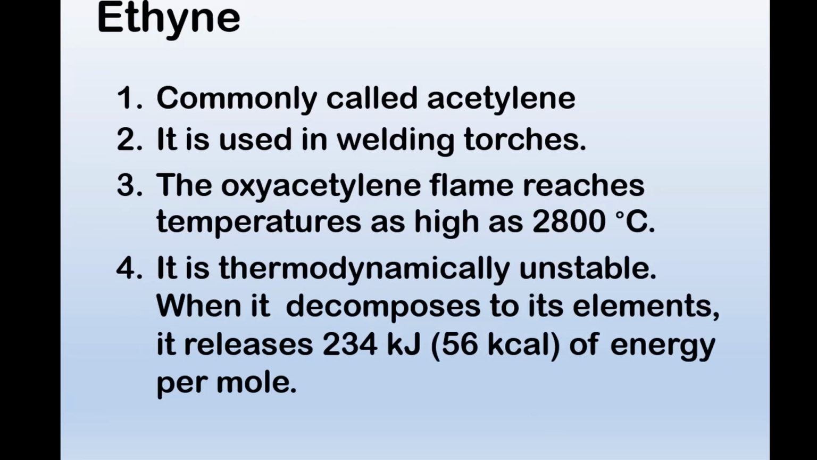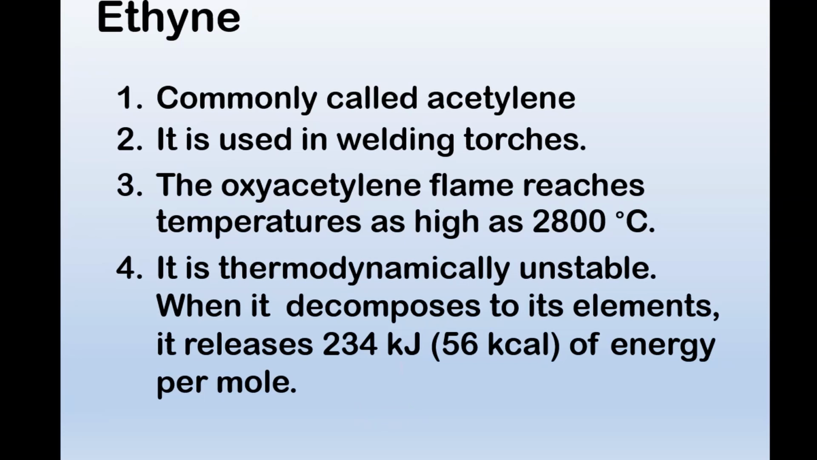And now we'll talk about ethyne, commonly called acetylene, used in welding torches. The oxyacetylene flame reaches a temperature as high as 2800 degrees Celsius. It is thermodynamically unstable. When it decomposes into its elements, it releases a whopping 234 kilojoules of energy per mole.